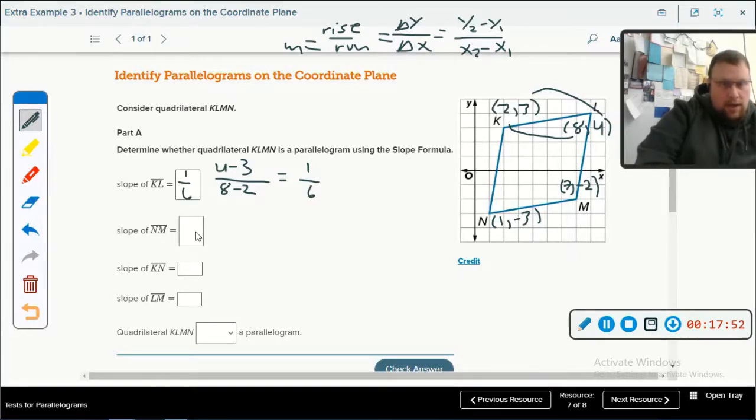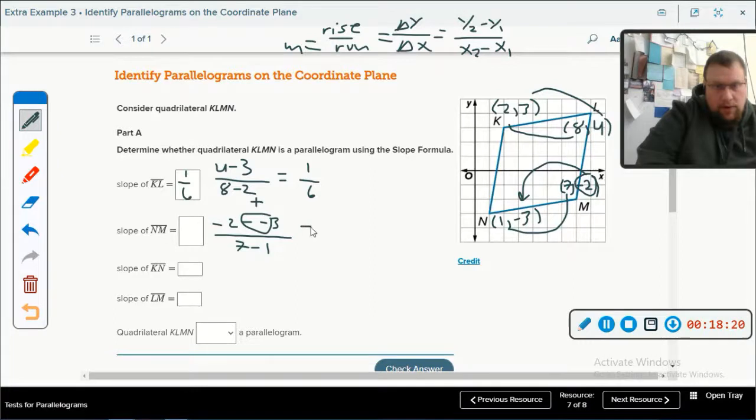Now NM, let's see if that's 1/6. So I'm going to have negative 2 minus negative 3. Remember, I always point it back. So negative 2 minus, and then that's a negative 3. Don't confuse those negatives. And then I'm going to have 7 minus 1. So those two negatives make a positive. Negative 2 plus 3 equals 1. 7 minus 1 is 6.